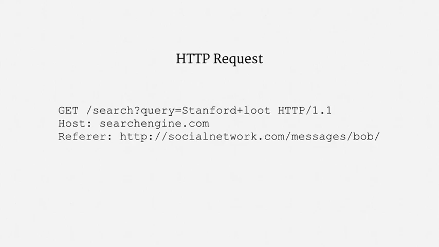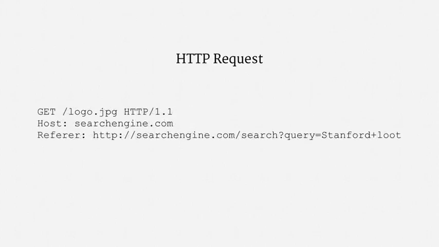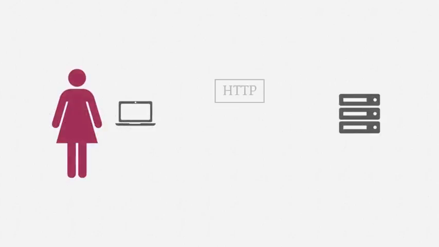The second way in which the referrer header works relates to content embedded on a web page. Every image, video, and so on requires its own HTTP request. When your browser issues requests for those embedded resources, the referrer header is set to the web page's URL. In this example, Alice's browser is loading the search engine's logo. In the process, it's sending a referrer header, which is the URL of the search web page. So, that's a very quick sketch of how HTTP works between Alice and a web server.